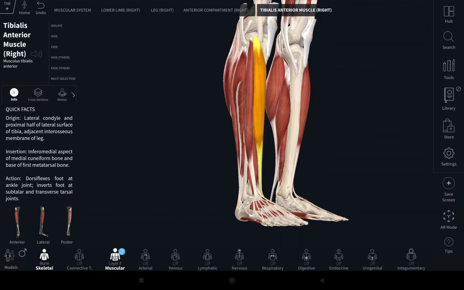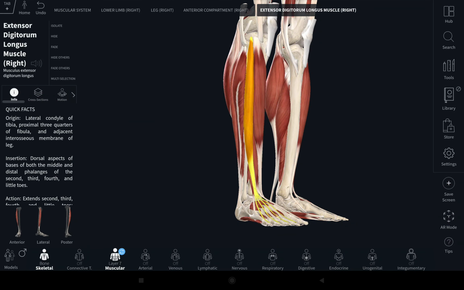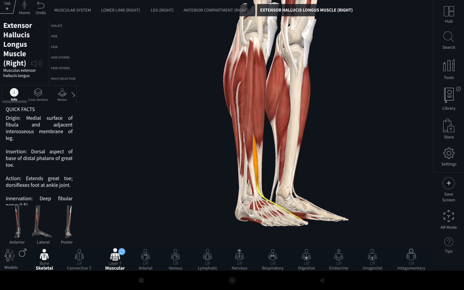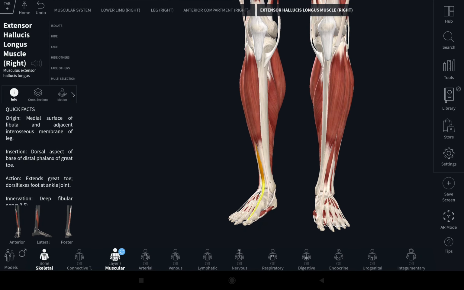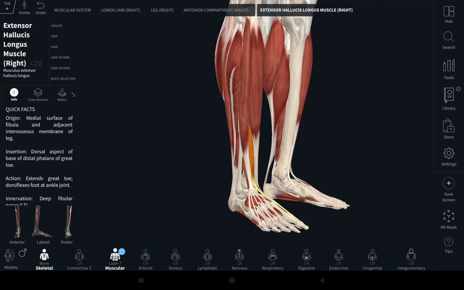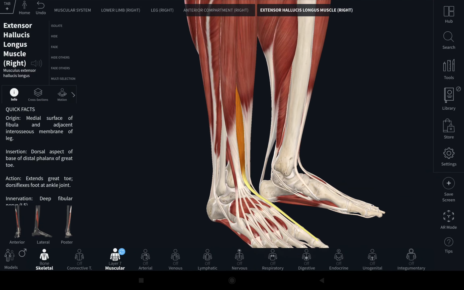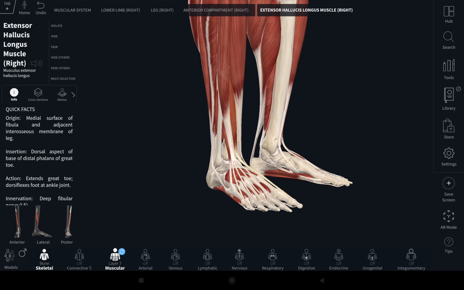Lateral to the tibialis anterior muscle, there is a muscle called the extensor digitorum longus muscle. Between the tibialis anterior and extensor digitorum longus muscle, there is a muscle called the extensor hallucis longus muscle. Look carefully. This is the extensor hallucis longus muscle.